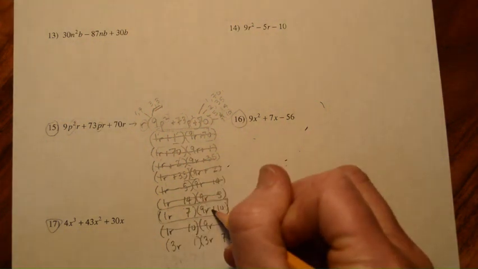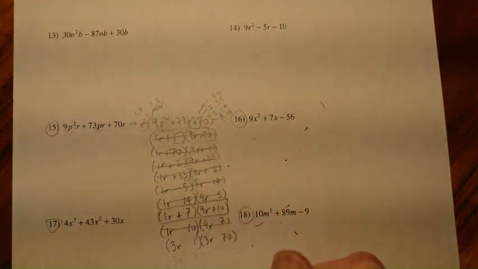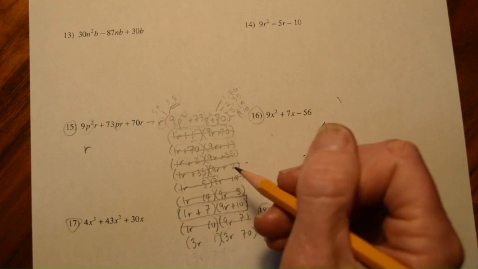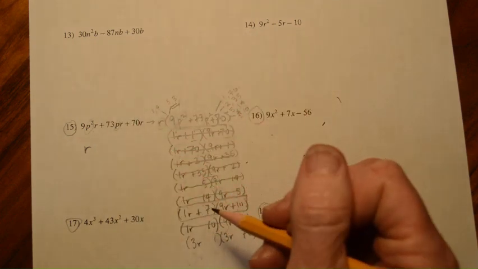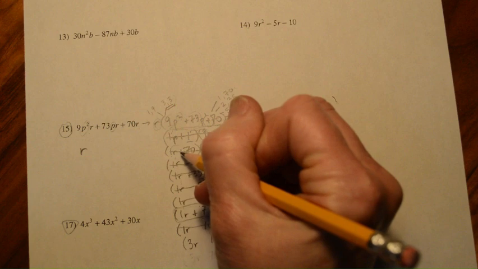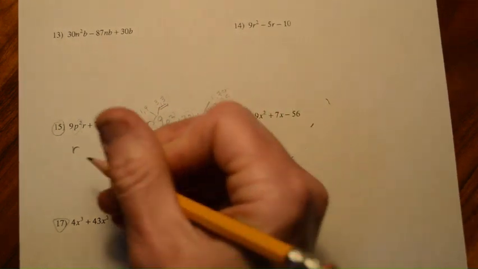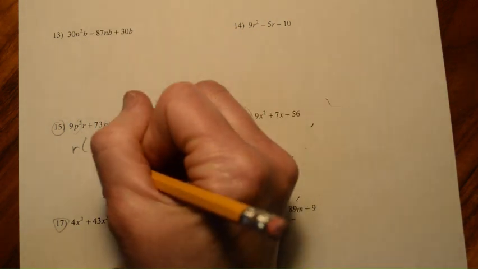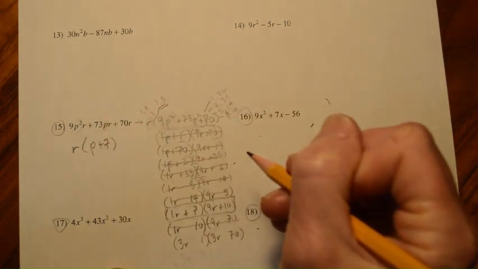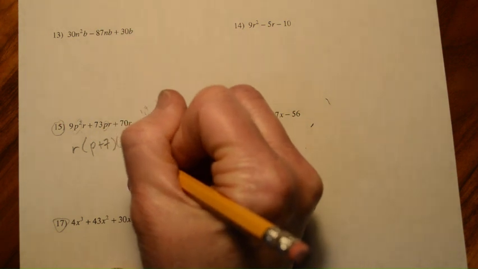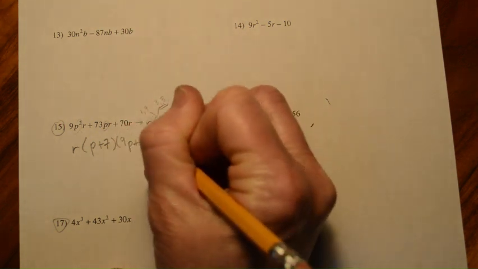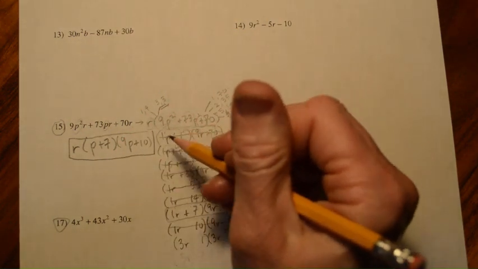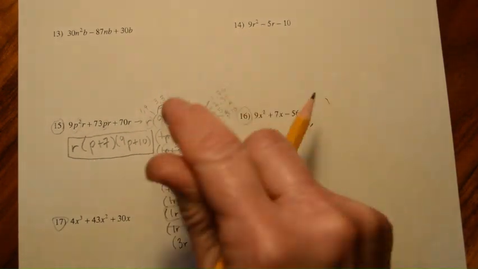All right, and again, it's going to be plus and plus. And so we end up with r times, oops, I was doing r this whole time. It should have been p. Sorry about that. All right, so it's going to be p plus 7 and then 9p plus 10. Sorry, I hope that wasn't too confusing while I was writing r. Hopefully you realized I meant to be writing p.